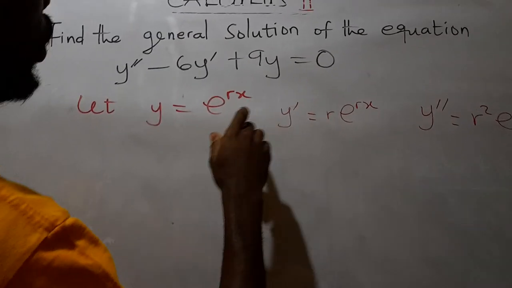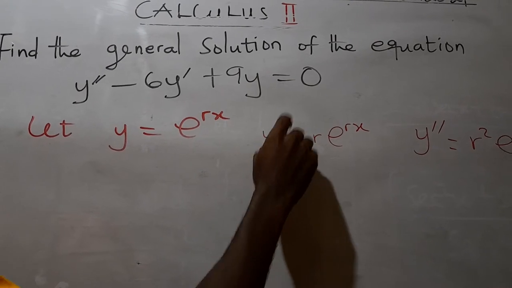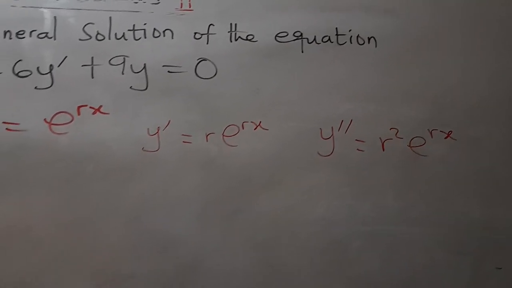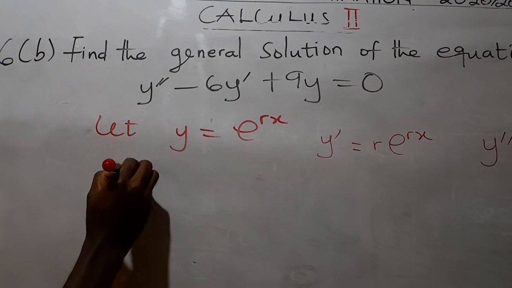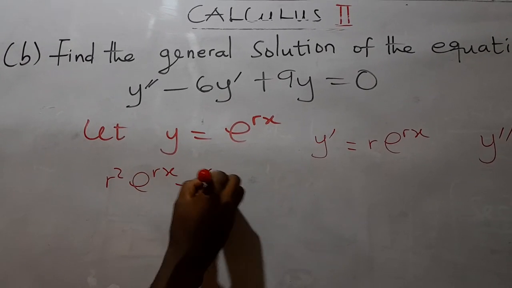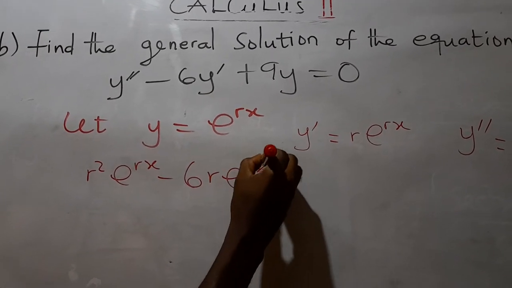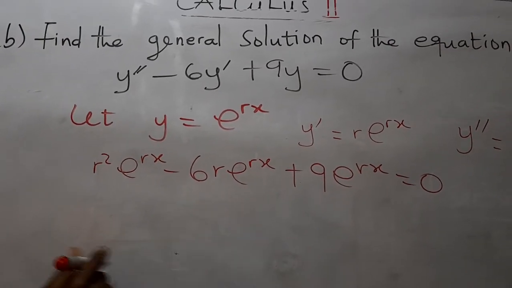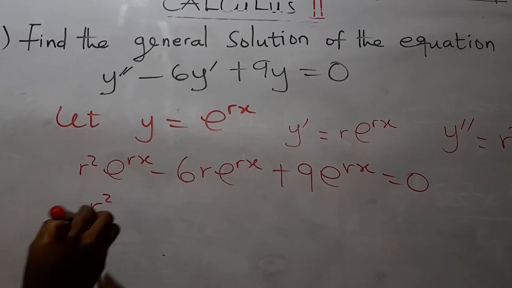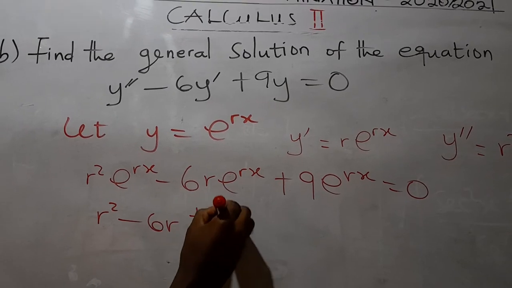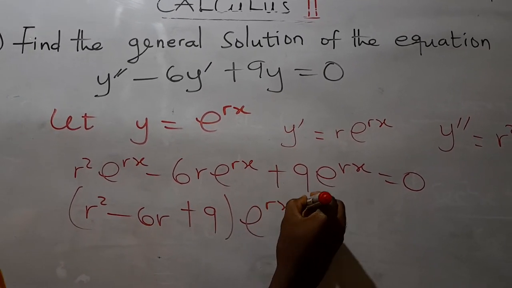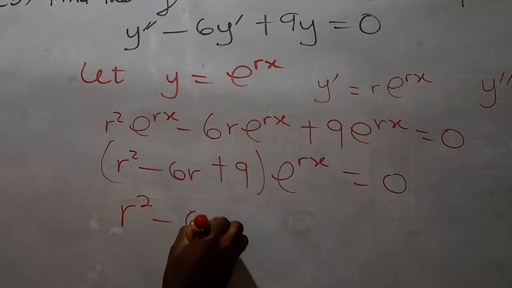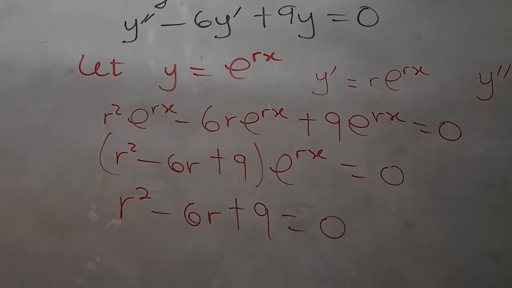So now, in place of y, we substitute e exponent r of x. In place of y prime, we substitute r e exponent r of x. And in place of y double prime, we substitute r squared e exponent r of x. So we'll get r squared e exponent r of x minus 6 r e exponent r of x plus 9 e exponent r of x equal to 0. What's common? E exponent r of x is common, so we can factor out: r squared minus 6r plus 9, times e exponent r of x, equal to 0. On dividing both sides by e exponent r of x, we get r squared minus 6r plus 9 equal to 0. This becomes a quadratic equation.